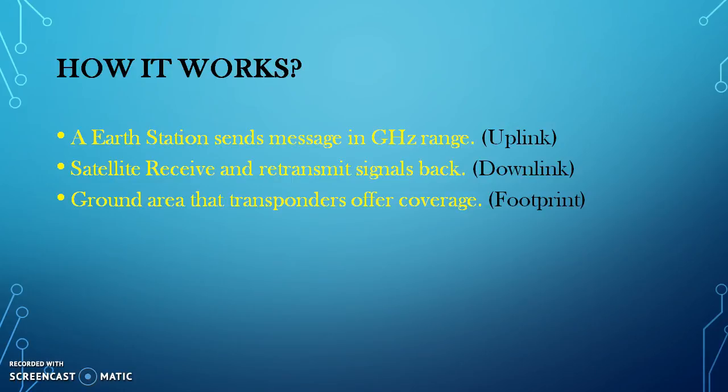Then how does it work? The Earth station sends a message in gigahertz frequency, that is, the uplink frequency is in gigahertz. Then the satellite receives and retransmits the signals back on the downlink frequencies. Then finally the footprint: the transmitted signals will be received in some area of the Earth, and that area of coverage is called the footprint.